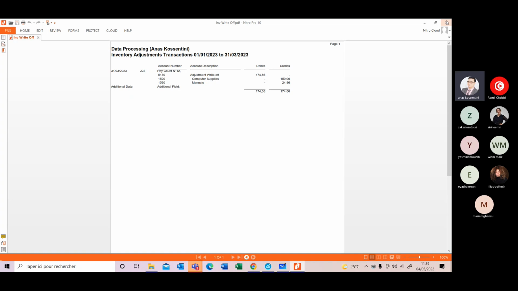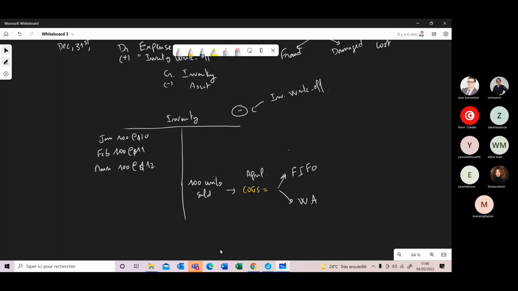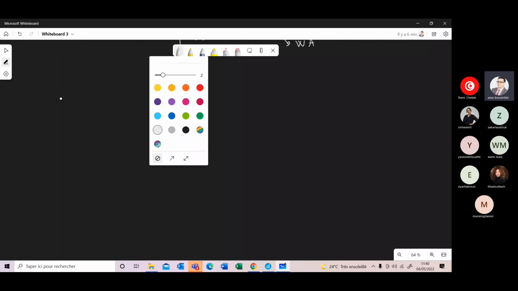Guys, is it clear for the inventory adjustment? Yes, sir. Nice. Do you have any particular question on this part, or can I move on to another feature on the software, which is called recurring transactions? It's clear, Professor. We can move on. Excellent.